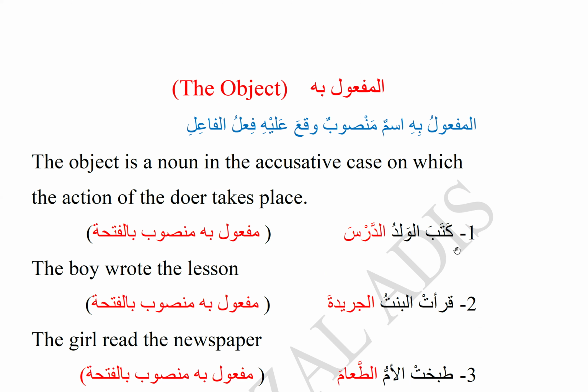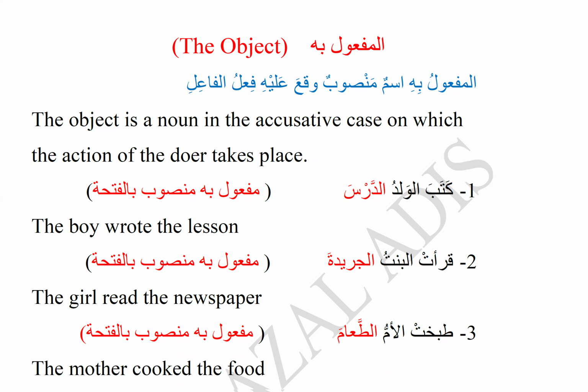So if you look at this example, كتب الولد الدرس, the boy wrote the lesson. Now here, as we can see, kataba is the verb, the fi'l, al-walad is the fa'il, the doer. Now, on what did the action take place? What did the boy write? That is the thing that the action took place on. The action of writing. What was it? It is the lesson. So that is a maf'ul bihi mansub, bil fatha, and the sign is fatha.